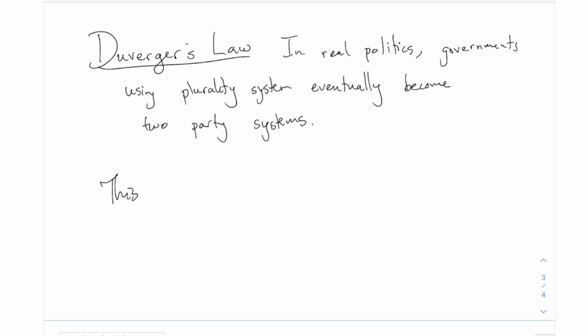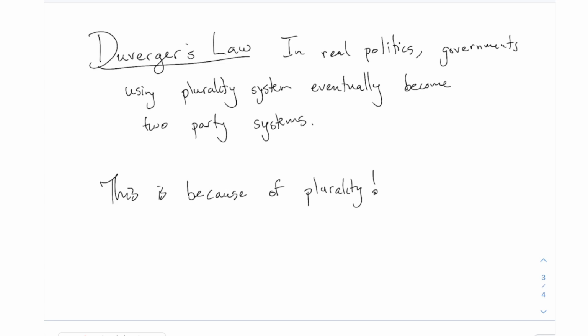Now, this principle is not like a mathematical law, but it is something that you can see in history and in politics around the world. It generally has happened this way. Democracies which use the plurality system generally become two-party states if you let them go for long enough. I just want to say this is because of the plurality system. And all of this is sort of a preamble.